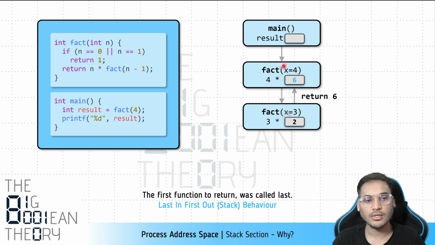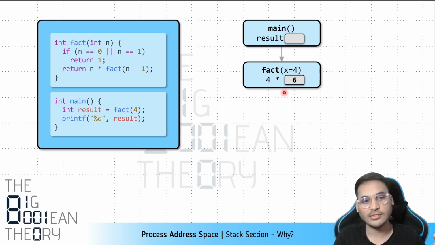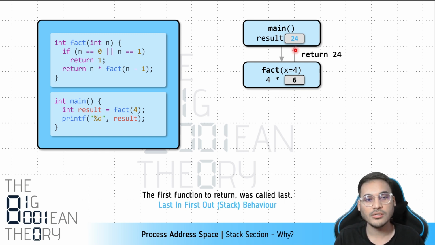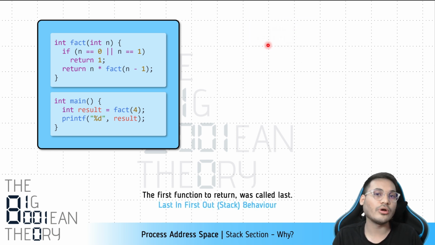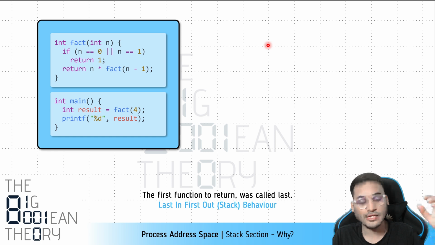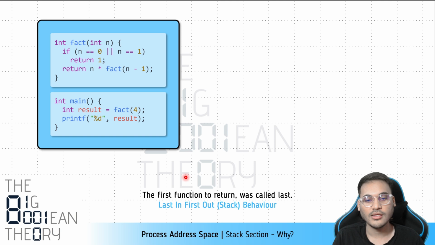As you can see, in this small chain, the size of the chain is reducing, but the invariant is that the function that is returning was the last one to be called. So fact of x equals 3 is returning, and in this chain, it was the last one to be called. Finally, 4 factorial can return. It will return the value of 24 to the main function, and when it returns, the property remains true. And finally, when the main function returns, at any point in time, at any sequence of function calls, this invariant always holds true. That is, the first function to return was called the last in the sequence.